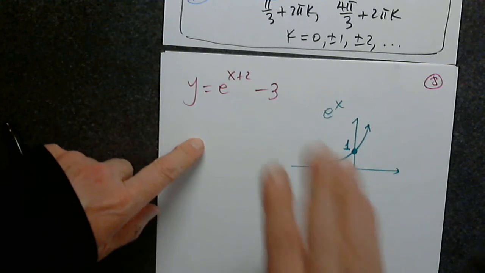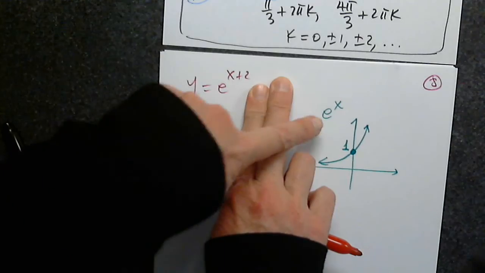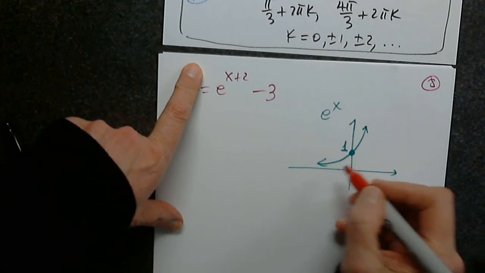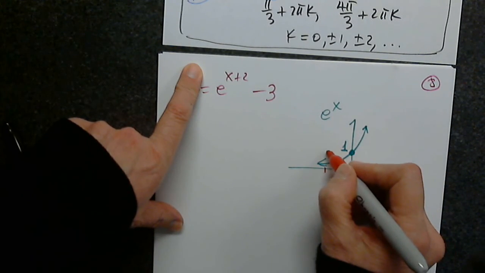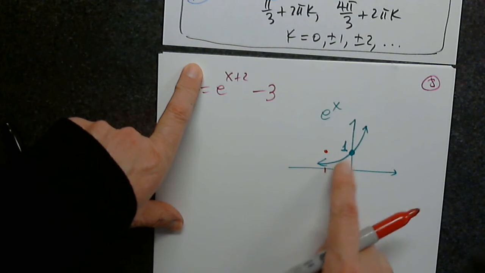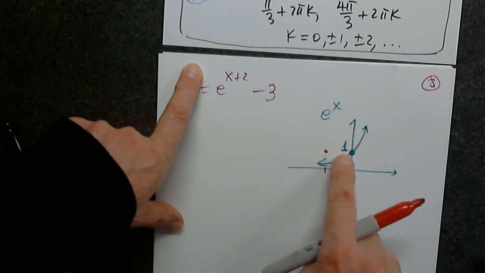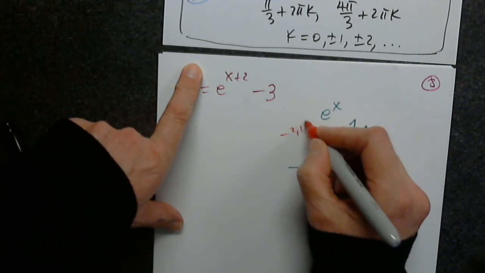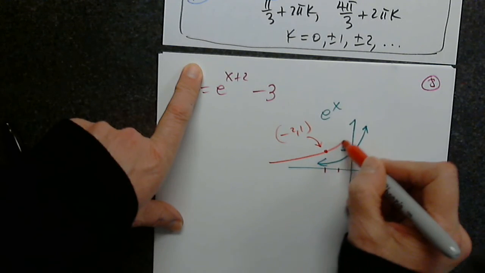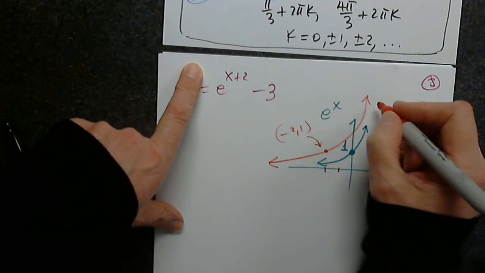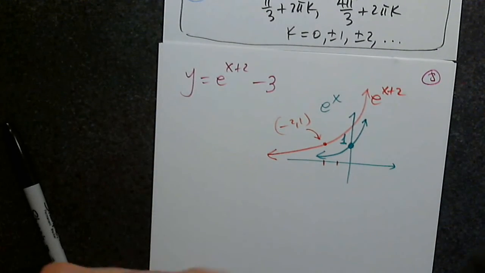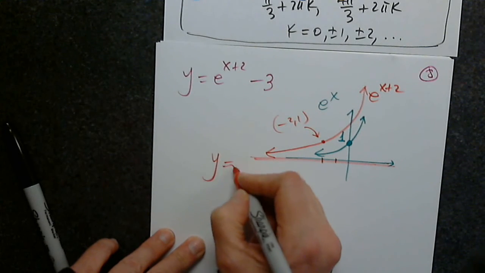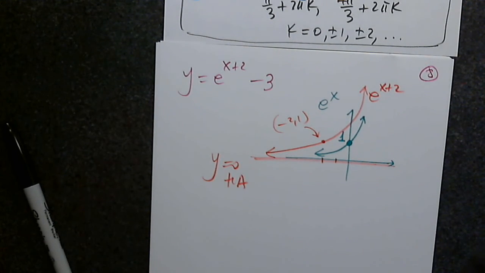Good. So the first transformation on e to the x will do what, if you remember? Shift left. Very good. 2 units. So this point moves here. Which point? -2, 1. So here it is. So this is e to x plus 2. Remember, what is this? Yes, y equals 0, horizontal asymptote.